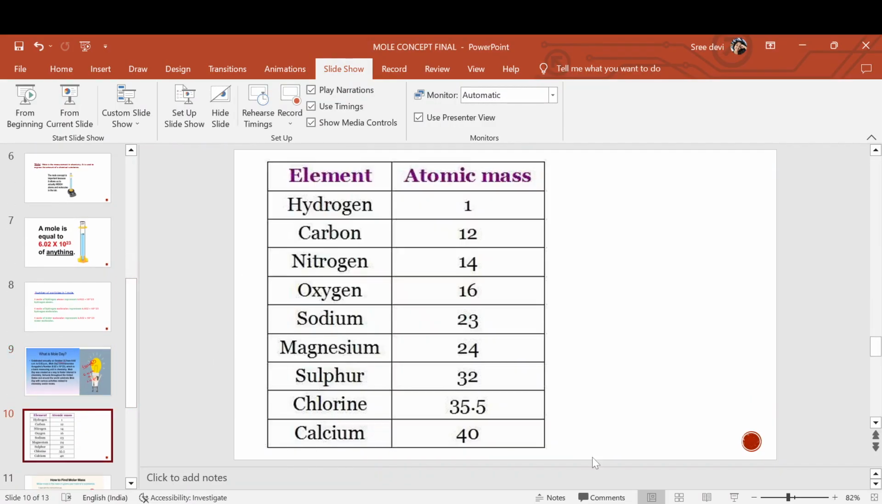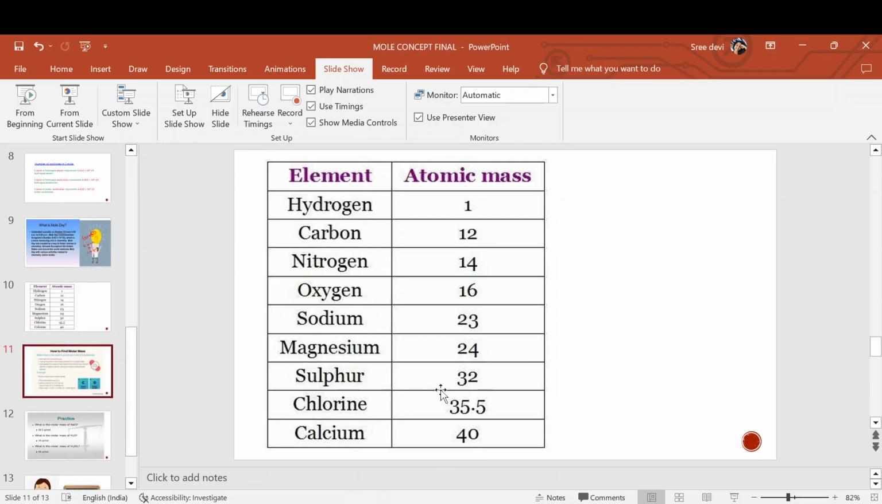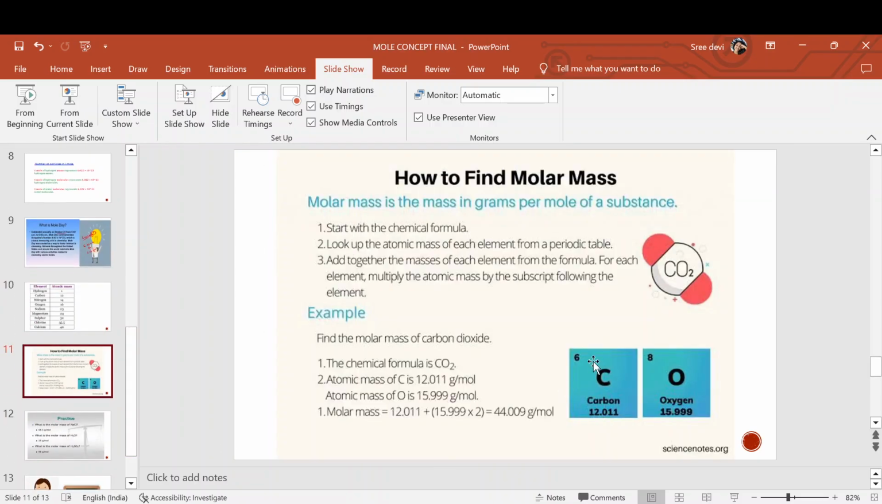Okay. Let's check atomic masses of some elements. You should learn by heart at least this much elements and their atomic masses. Right. It's very important for the calculation of molar masses. How we can calculate molar masses? Actually, molar mass is the mass expressed in gram per mole of the substance. I will explain with an example.